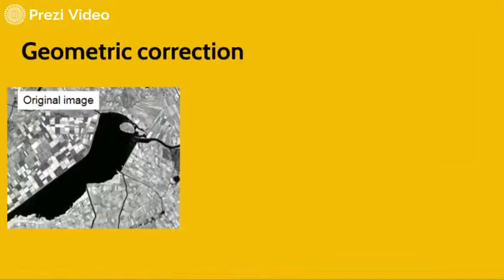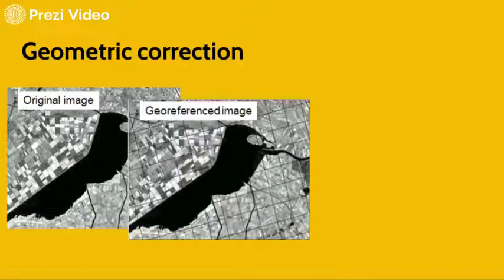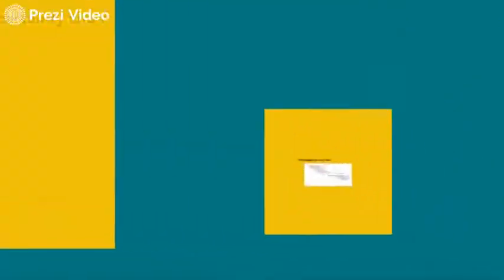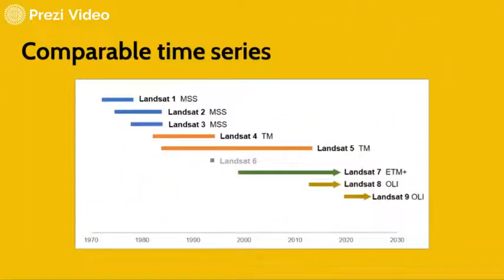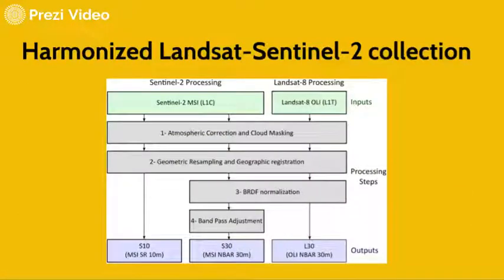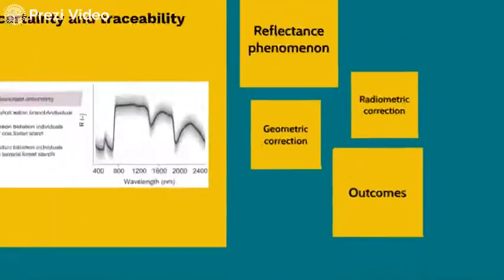Then, geometric correction is what makes scientific data from the image. The image is just an image. It has to be first georeferenced, so latitude and longitude have to be assigned to each pixel, and then all pixels have to be equal in size. What can follow is a comparable time series of similar sensors on board different satellites, such as Sentinel-2 A and B, and a harmonized time series of completely different instruments. That is the power of knowing the uncertainty.